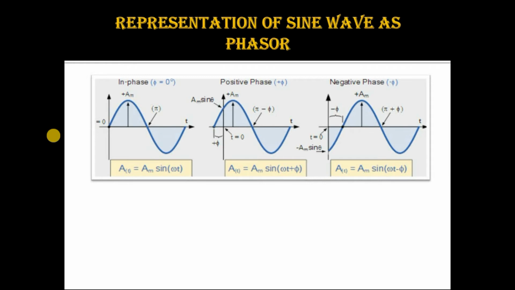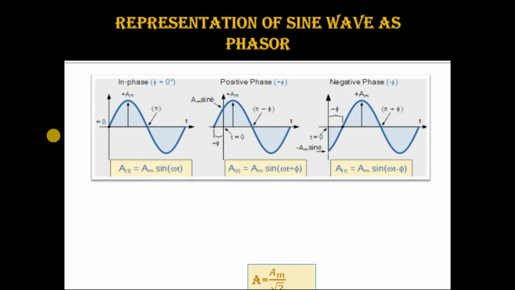So look at the first wave, an original sine wave. It doesn't have any phase shift, it starts at 0. Defining equation Am sin omega t. So if the maximum value is Am, what will be the RMS value? RMS value is denoted as A. So A equals Am divided by root 2.